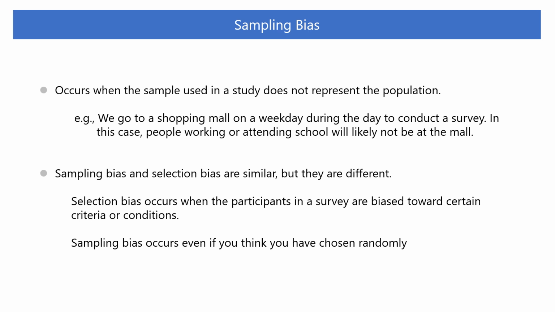Sampling bias and selection bias are similar, but they are different. Selection bias occurs when the participants in a survey are biased toward certain criteria or conditions. Sampling bias is a problem where, even if you think you have chosen randomly in a specific way, the means of data collection are regionally biased, or the survey was conducted at a particular time, which causes bias in the sampling obtained.